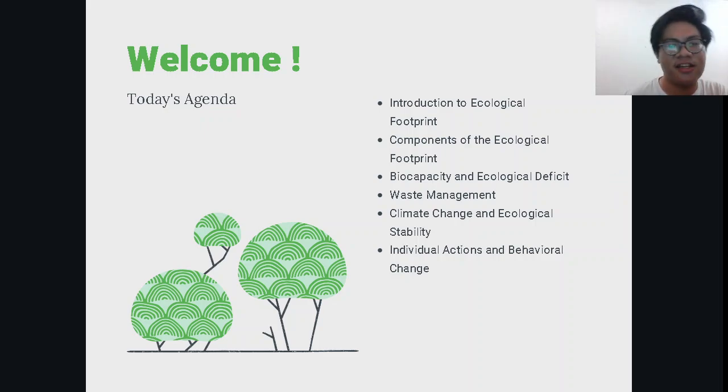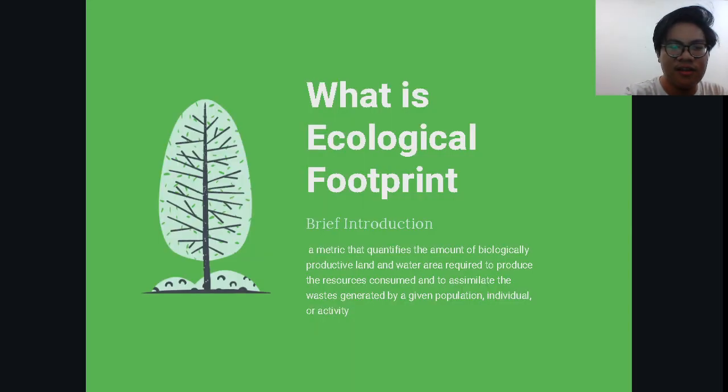Now, what is exactly an ecological footprint? The ecological footprint is a metric that quantifies the amount of biologically productive land and water area required to produce the resources consumed and to assimilate the waste generated by a given population, individual, or activity. This measure encompasses various components such as food, water, energy, and materials consumption, as well as waste production and carbon emissions. The ecological footprint is expressed in global hectares, or GHA, a standardized unit that accounts for the average productivity of all biologically productive areas on Earth.